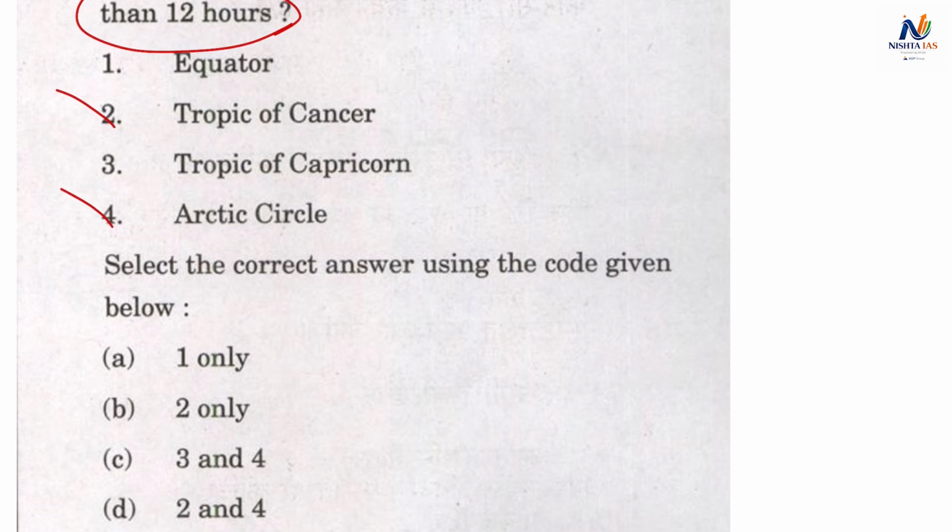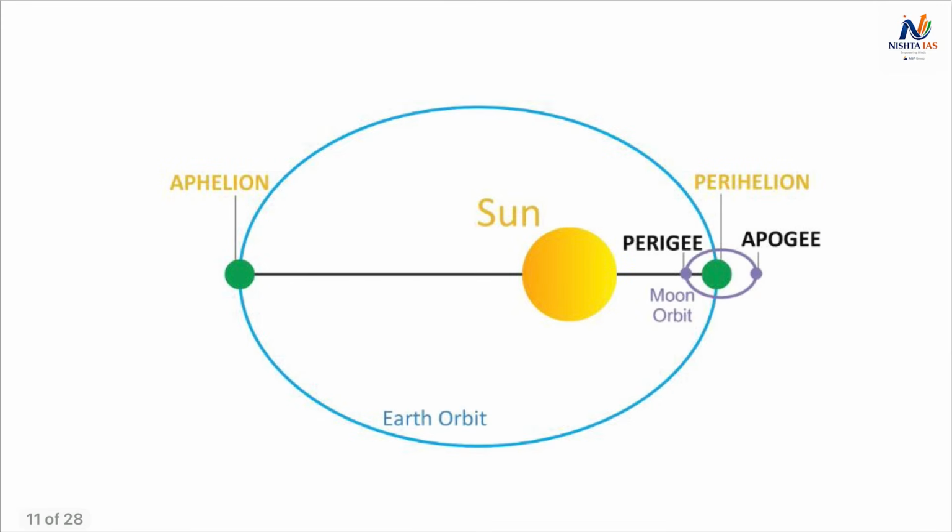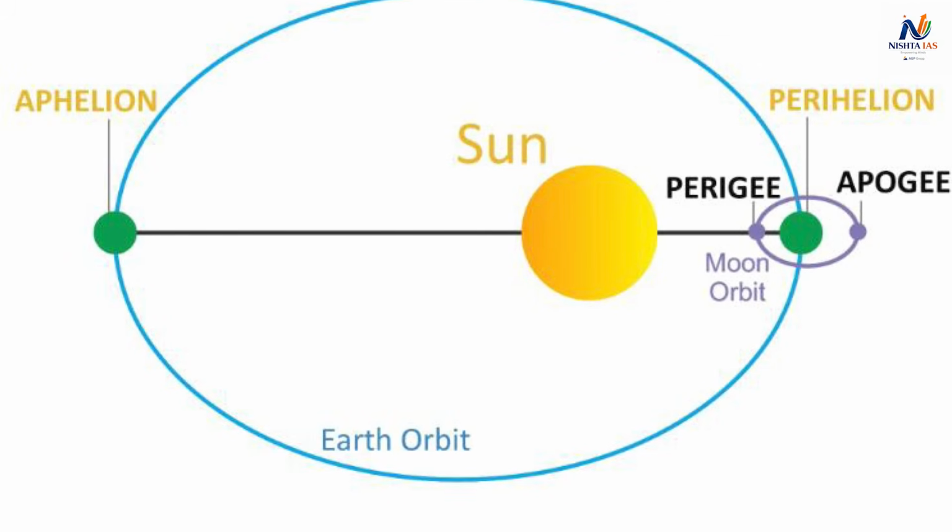So obviously here, the Tropic of Cancer and Arctic Circle are the answers. So hit 2 and 4. Many students hit 2 only as the answer, and they made a mistake. Make sure that you imagine the things properly. Don't learn things by heart. Yes, so these are very easy questions, but people tend to go wrong here.